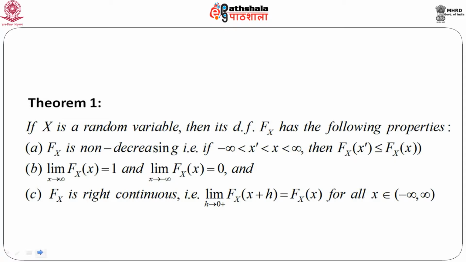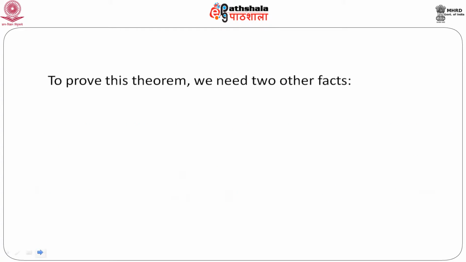So, suppose somebody gives me a function and claims that this is a distribution function, then I should be able to check all these three properties, that f must be non-decreasing. That means, for every x prime less than x, f of x prime is less than or equal to f of x. F of x goes to 1 as x goes to infinity, and f of x goes to 0 as x goes to minus infinity, and we should be able to show that f of x is right continuous for every x in the support of x.